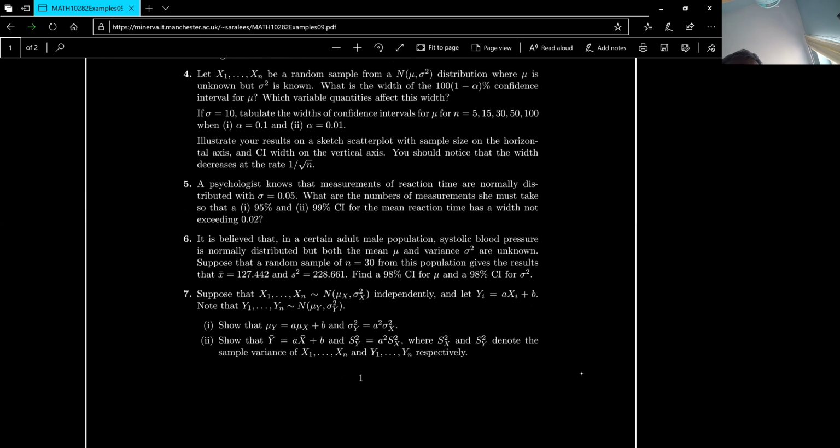So here you have a male population with blood pressure that is normally distributed with mean mu and variance unknown. And we want to find a confidence interval for mu and variance. So in this case, you want to find a confidence interval for both the population mean and the population variance.